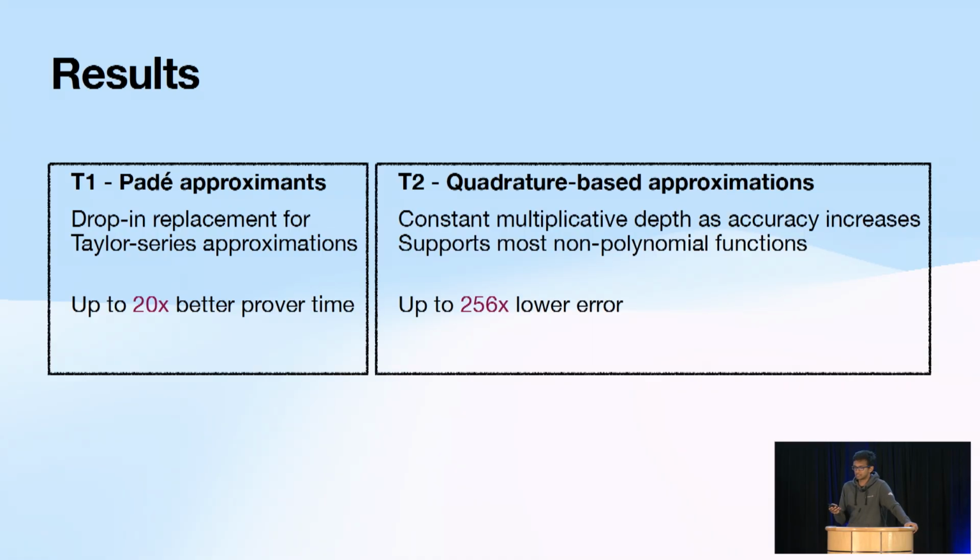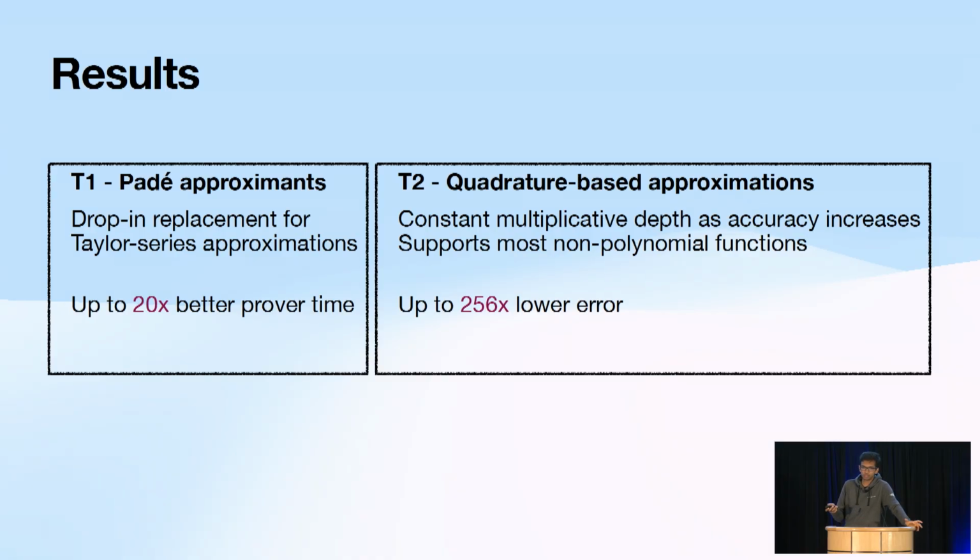And the other thing is this notion of quadrature-based or numerical integration-based approximations. And this says that you don't do more multiplications as you want to increase your accuracy. I'll explain why multiplications matter, but I'll explain how this happens later. And this is focused on the accuracy side of things. So how can you decrease the error in your approximations as much as possible?